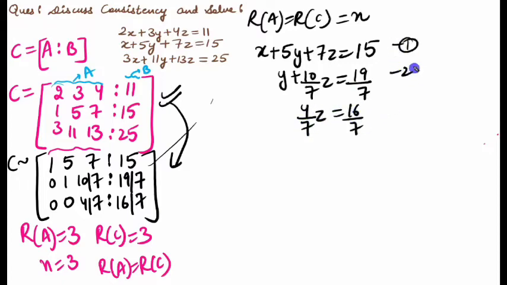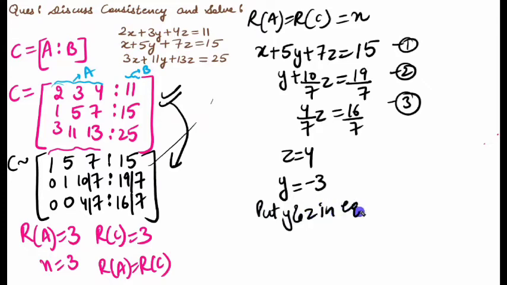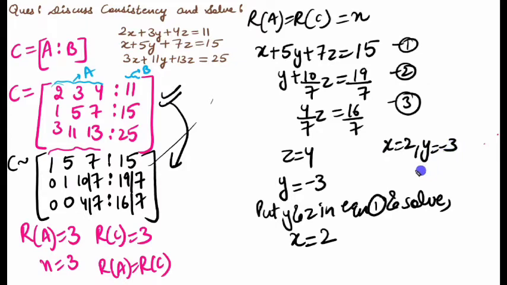Now we are getting three equations. From the third equation, we directly get the value of z as 4. Now we will use this value of z in equation number 2. Putting this value of z in equation 2 and solving, I will be getting y as -3. So we have the values of y and z by using equations 2 and 3. Now putting the values of y and z in equation number 1 and solving it, we will get the value of x, which will come out to be 2. So x is equal to 2, y is equal to -3 and z is equal to 4. This is the solution to the given system.